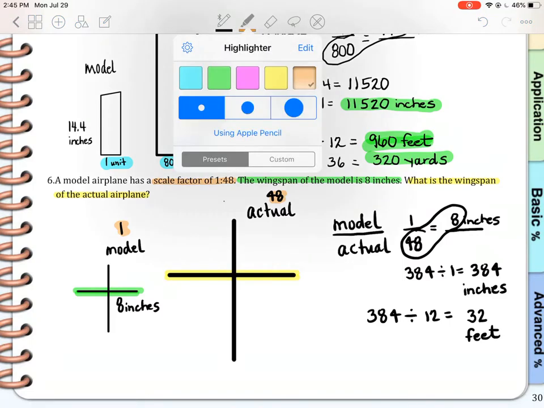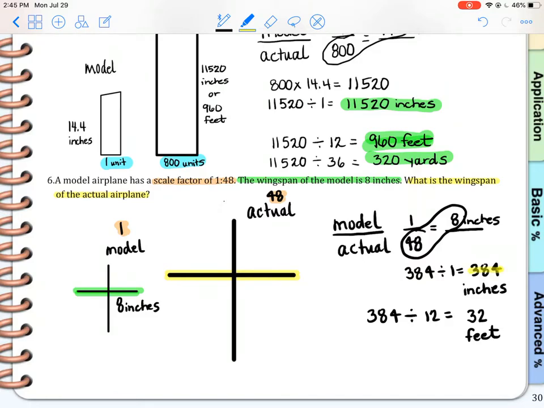Now, it's possible that they would leave the answer in inches. That would be 384. It's also likely that they would say 32 feet. You could also, just so you know, do 384 divided by 36, and that would be inches in a yard. So we're converting to yards, and this is about 10.6 repeating yards.